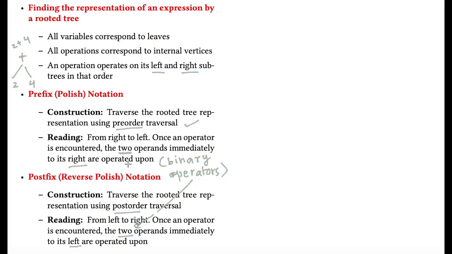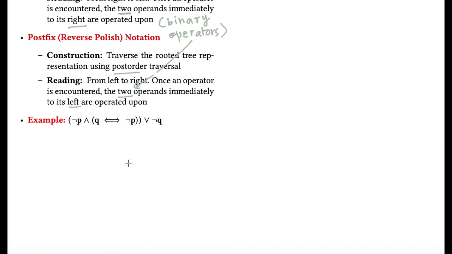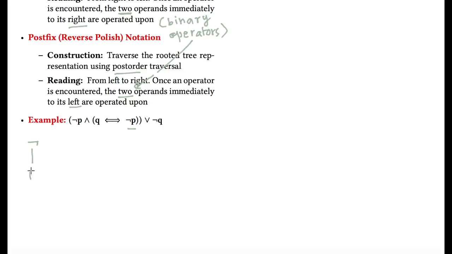Now let's go directly to an example. We have this expression, a logical expression: not p and q, double implication or if and only if, not p, then bracket close, and then or, and then not q. So this is what we have to do. First of all, I'm going to do not p here, so I will put a not sign and p here.